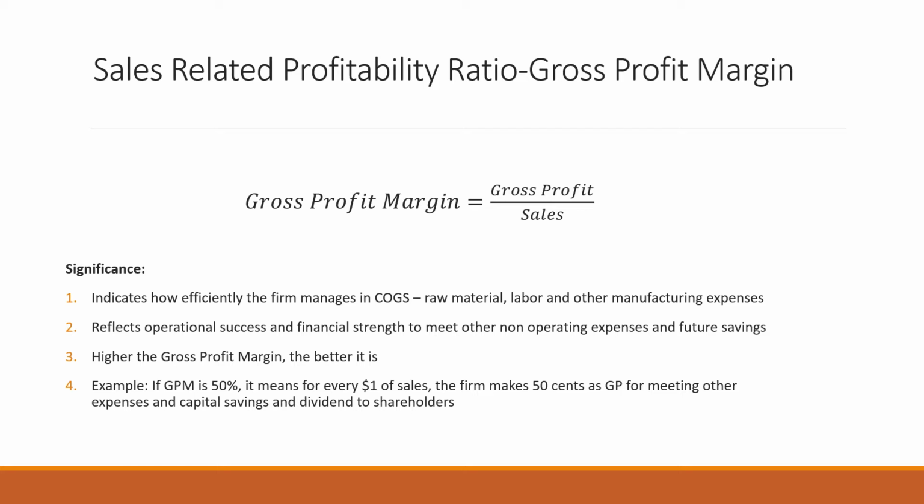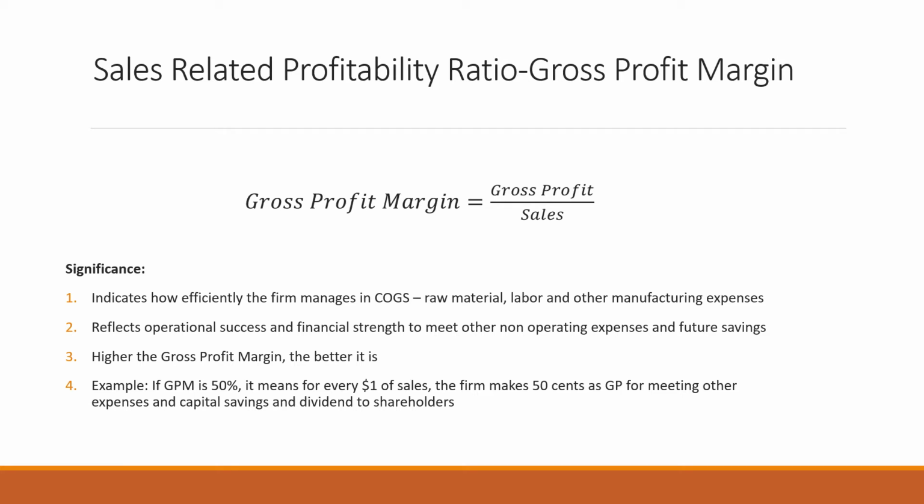This metric is very important as it reveals how much is remaining with the firm after paying for its operating costs, that is, its labor cost, raw material cost, and manufacturing cost, and how much is left to meet other non-operating expenses and for future savings. The higher the gross profit margin, the better it is.